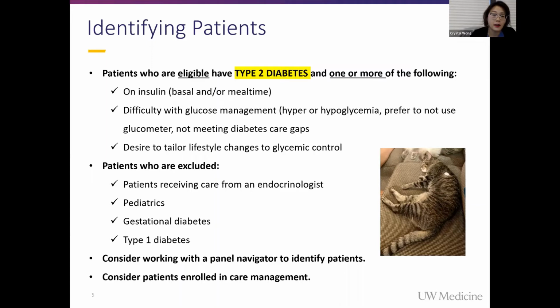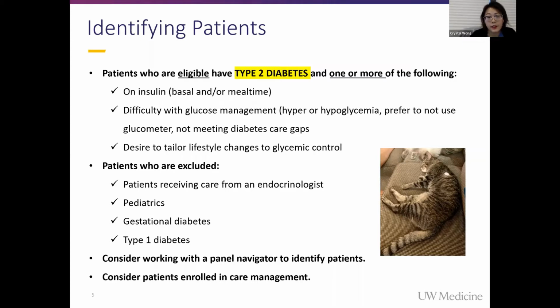And frankly, this last criterion, the desire to tailor lifestyle changes to glycemic control, is probably the biggest group you're going to find in primary care. New diabetics that want to change their diet, or are starting metformin, or a new exercise program, and want real-time feedback as opposed to waiting 3 months to see what an A1C looks like. Even patients who are meeting A1C goal but, for personal reasons, want to engage this way in their care, this is a good fit for them.